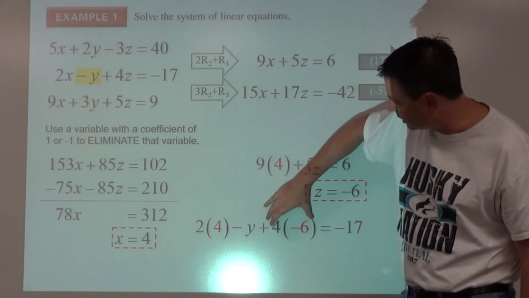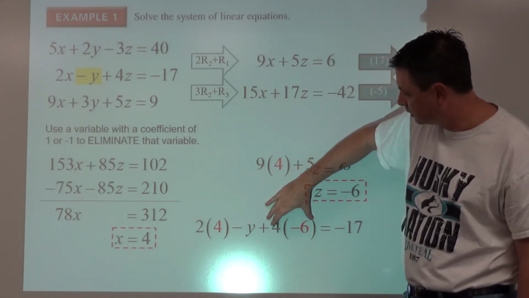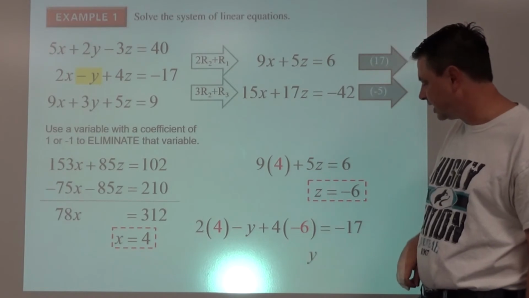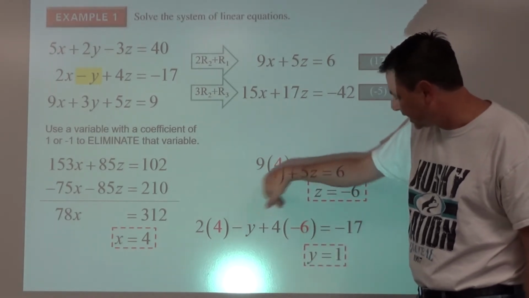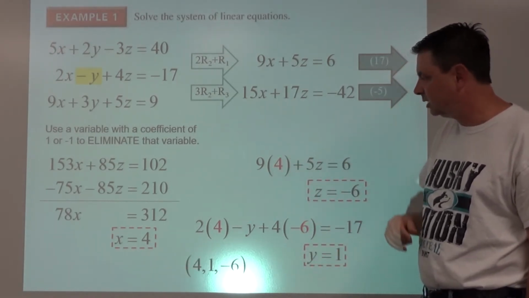8 combined with the negative 24. And then we can just move that to the other side, and then divide by negative 1 on both sides. We do get y equals 1.